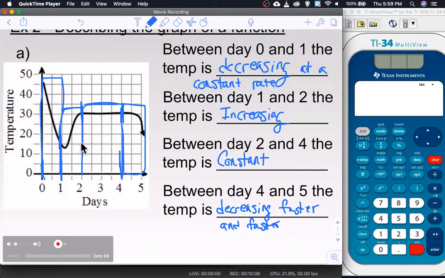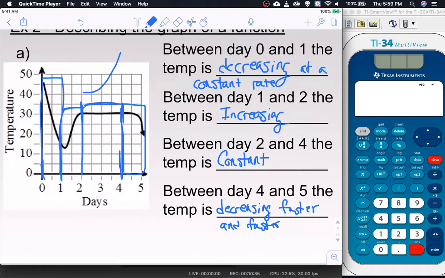Between days 1 and 2, it is increasing. Is it increasing faster and faster? Is it increasing at a constant rate? Increasing slower over time? Not really, because there is some downy and there's some uppy. So overall, I think we could only really just say it's increasing. It's not at a constant rate. It's not a straight line. It's not increasing faster and faster over time, where we have a shape kind of like this. It's not really increasing slower over time, where we have a shape like this. So it's just increasing. We can't really add more detail to it.